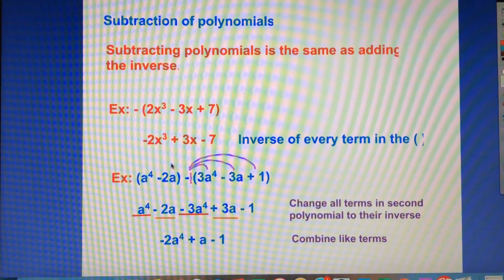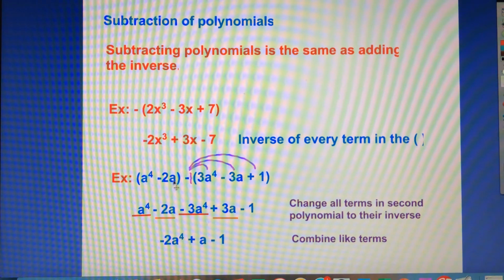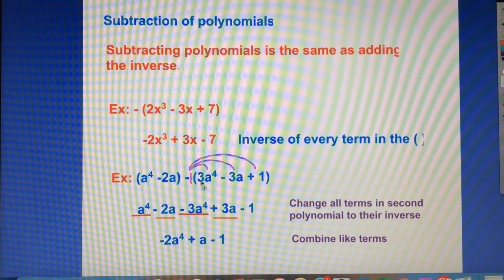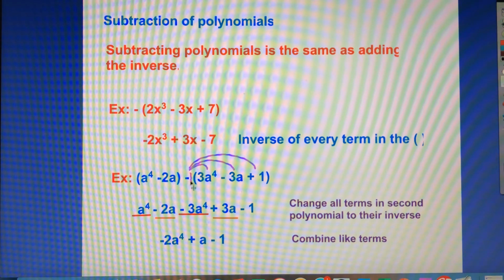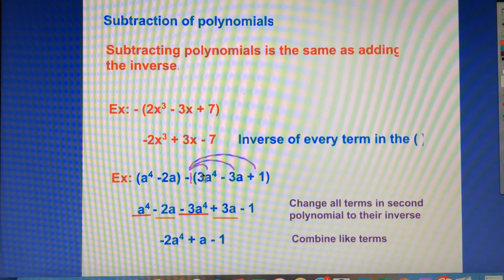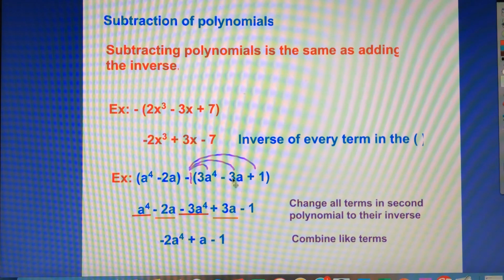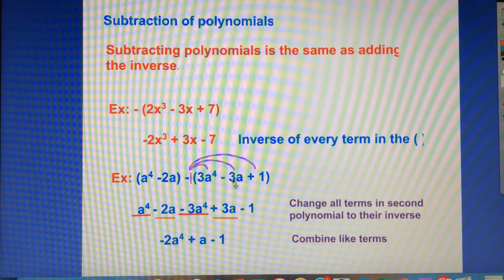I have a suggestion. a to the fourth minus 2a is my first polynomial, minus 3a to the fourth minus 3a plus 1. What if you put an invisible 1 in here and you use the distributive property, which we have done many, many times?